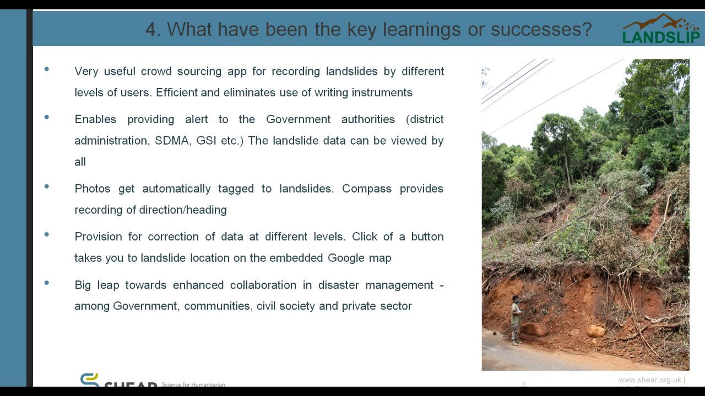The photos are automatically tagged to the landslides with a unique identification number, which is generated for each form, making it easy to track. The tracking personnel can use the compass on the app to align the device in the direction of the landslide. The approximate distance can also be added. The data can be edited by the uploader at any time if they want to add, correct, or update information for a particular landslide. A click on the landslide photo in the directory will take you to the landslide location on the embedded Google map on the application.